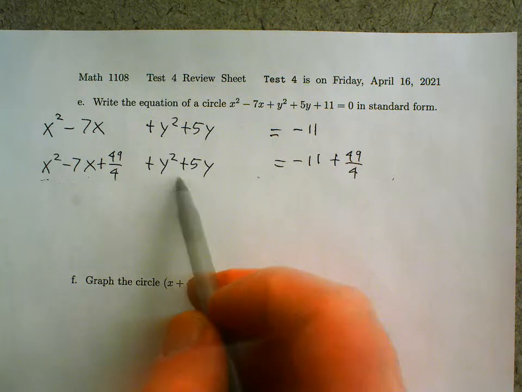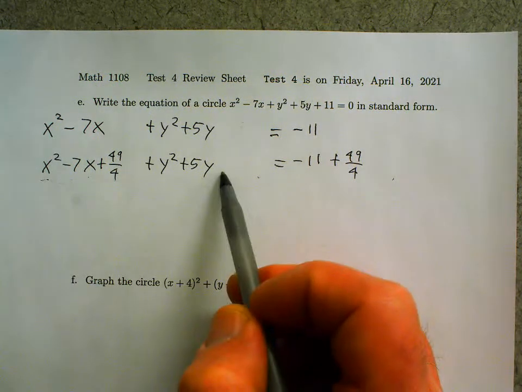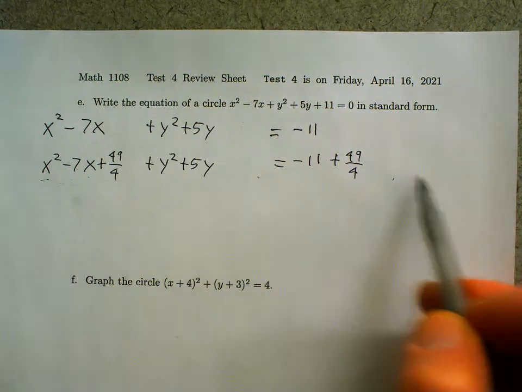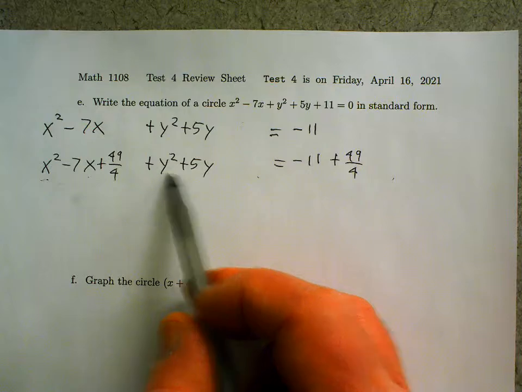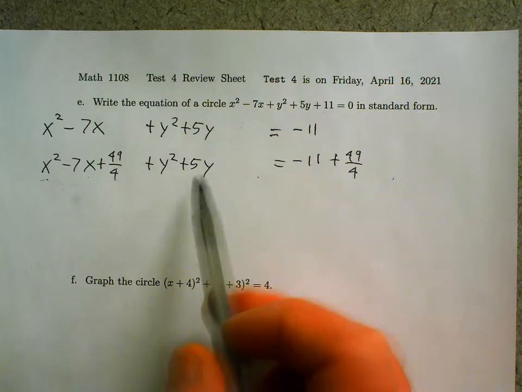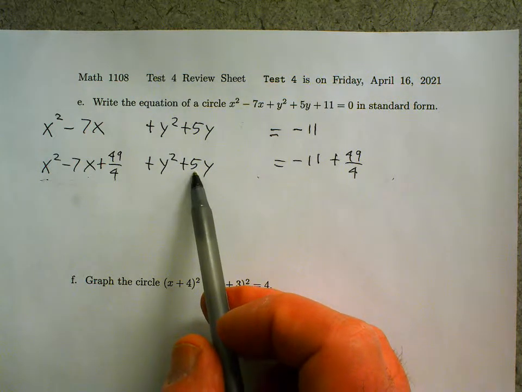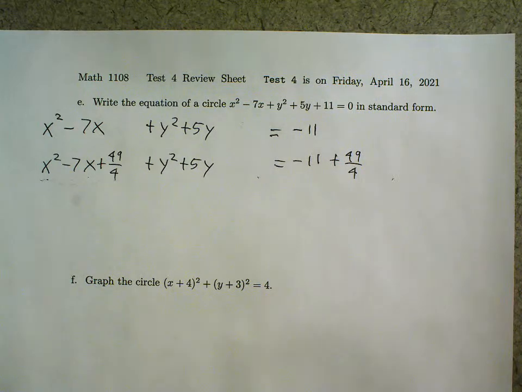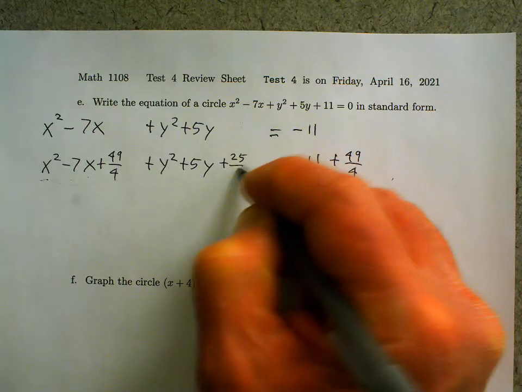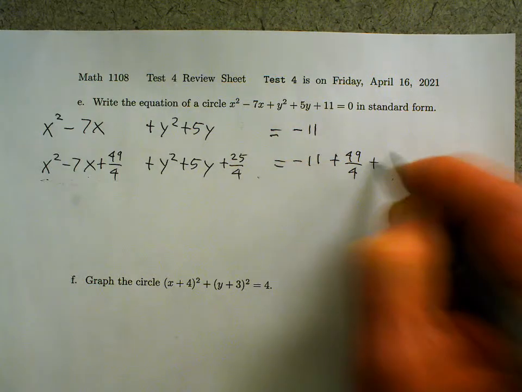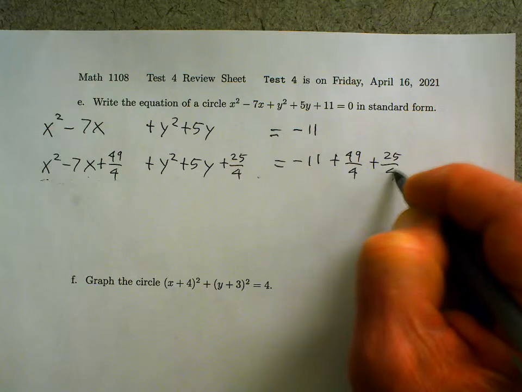And then in the same second step, we can add a second number to both sides. This time we want to create a perfect square trinomial out of y squared plus 5y. So take half of 5, which is 5/2, and square it. When we square 5/2, we get 25/4. So we add 25/4 to both sides.